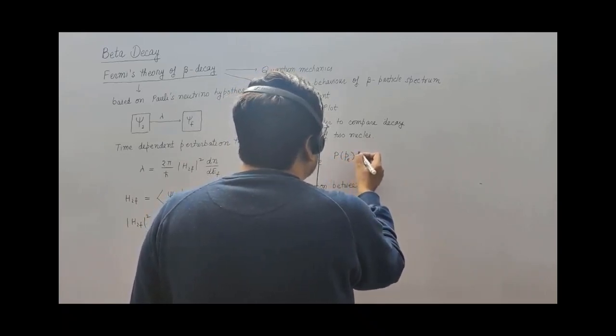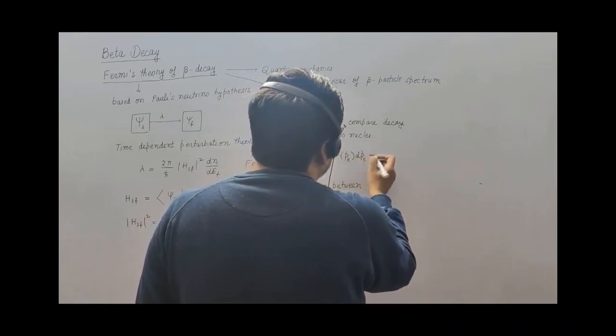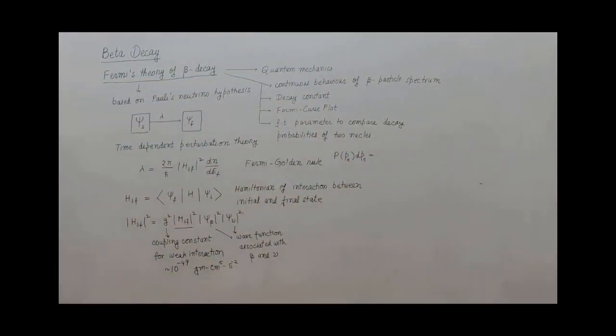So what he calculated is P(PE) DPE. This is the probability of the emission of beta particles in the momentum range, carrying momentum in between PE and PE plus DPE, and these particles are supposed to carry energy E beta out of the total energy E beta maximum.